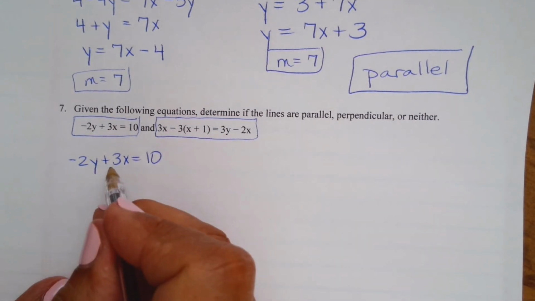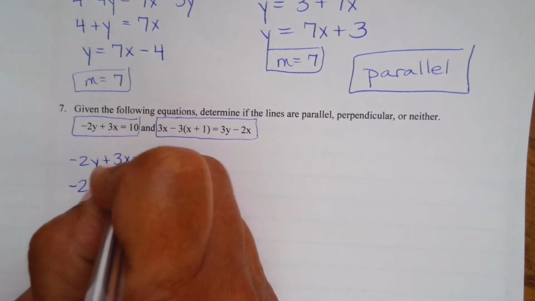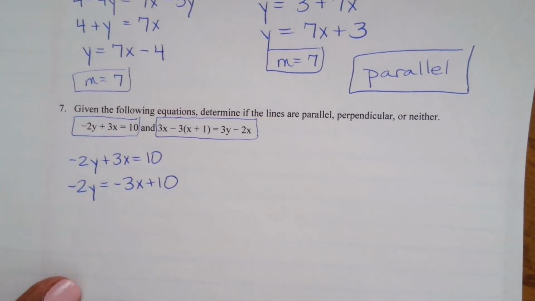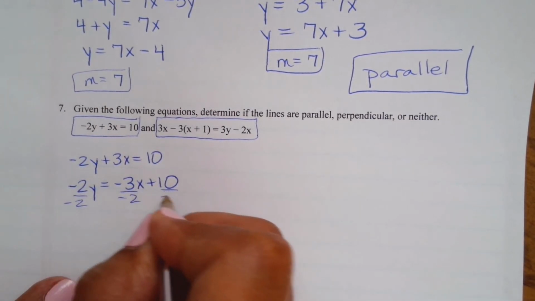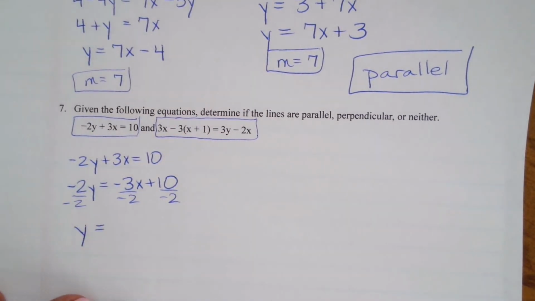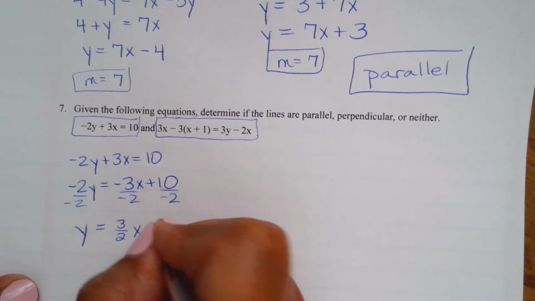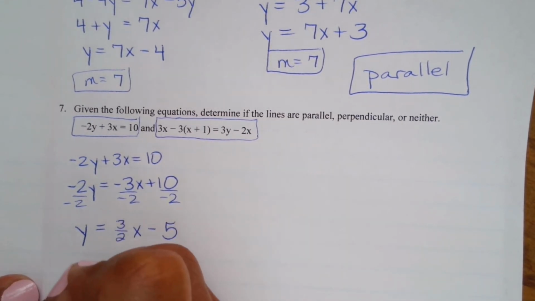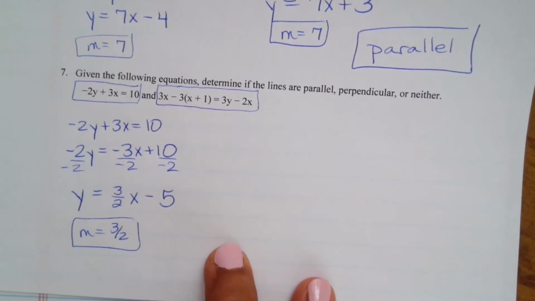Alright, so the first thing, let's take that positive 3x and move it over here. It's going to become a -3x. And then I'm going to divide everything by -2. Watch your signs. I'm going to divide by -2. So -2 divided by -2 is y. Okay. And then -3 divided by -2 is a positive 3/2 x. 10 divided by -2 is -5. So here's your slope, positive 3/2. Alright, that's the slope for the first line.